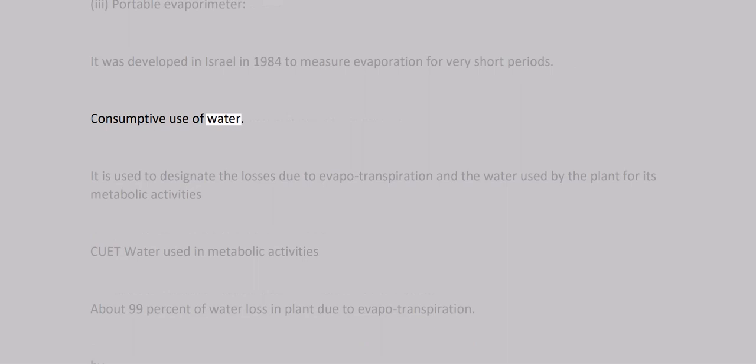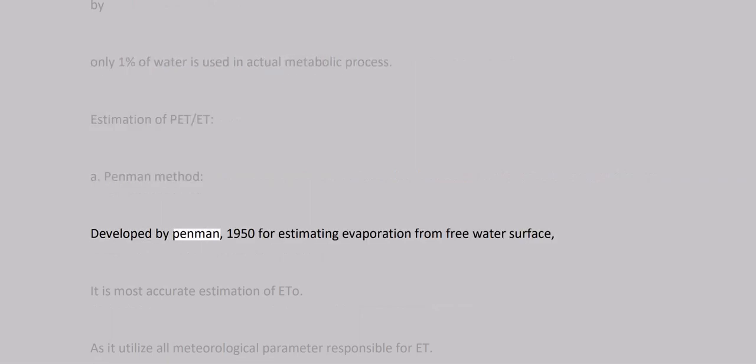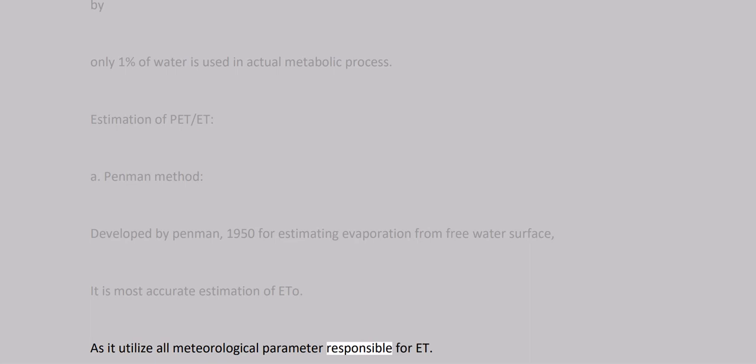Consumptive use of water. It is used to designate the losses due to evapotranspiration and the water used by the plant for its metabolic activities. CU equals ET plus water used in metabolic activities. About 99% of water loss in a plant is due to evapotranspiration, and only 1% of water is used in the actual metabolic process. Estimation of ET. A, Penman method, developed by Penman, 1950, for estimating evaporation from a free water surface. It is the most accurate estimation of ET, as it utilizes all meteorological parameters responsible for ET.